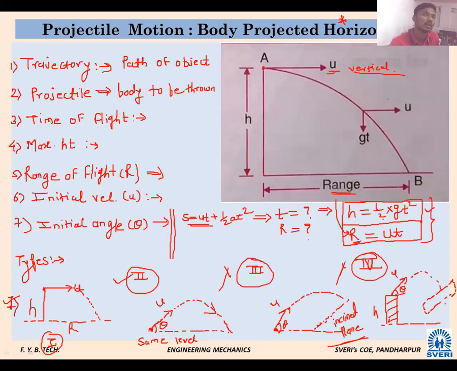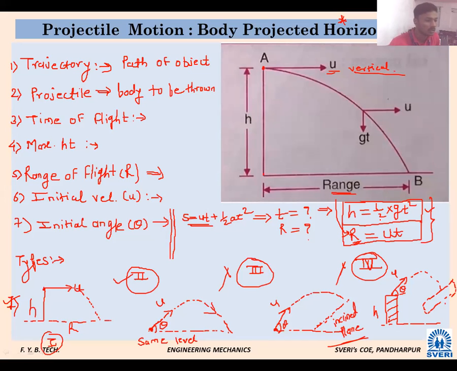Very good. Root of 2h by g, you can write that as well. So from h is equal to 1 half gt square you can get the formula. Only two formulas. And what is the horizontal range? How much will the object go horizontally if we have thrown it from a certain height with initial velocity u? It will be ut. Correct?